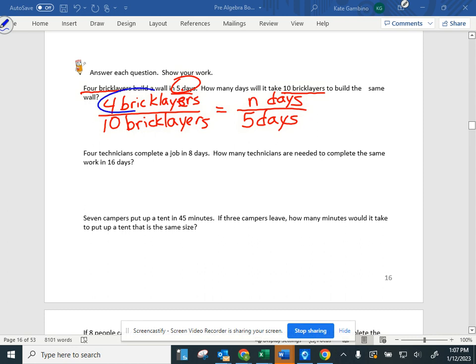So we know with our cross products, we have 4 times 5 equals 10 times n. So I'm going to divide each side by 10. So 4 times 5 is 20. 20 divided by 10 gives me 2. So it will take 2 days for 10 bricklayers to do it. 2 is less than 5, so it logically makes sense. Okay? So we're following along with that, right? Any questions? Can we do the next one?